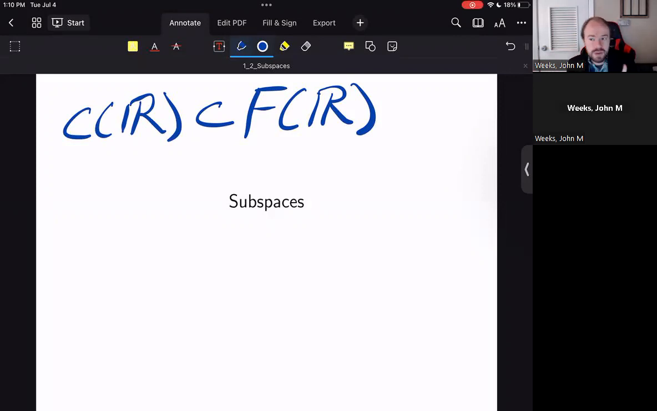Now, if you equip both of these with the same operations, which is just function addition and scalar multiplication, then these are two vector spaces, one of which sits inside of the other. The idea of a subspace that we're about to give is that whenever you have a vector space inside of a bigger one, as long as the two share the same operations, then you have what is known as a subspace. So for example, this C(R) would be a subspace of F(R) in that case.